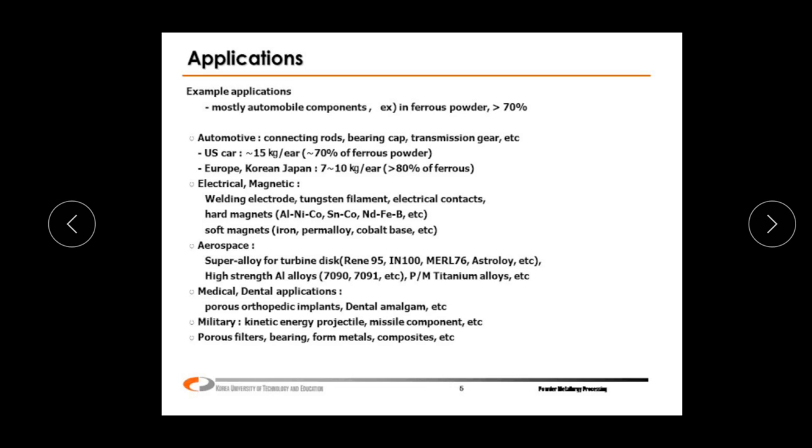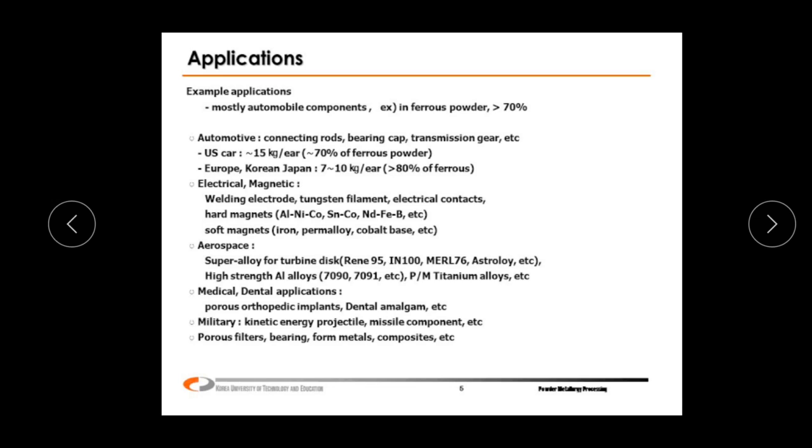Some electrical and magnetic equipment, and welding electrodes, tungsten filaments, electrical contacts, and some hard magnets and soft magnets. Hard magnets such as aluminum, nickel, and cobalt alloy, tin and cobalt alloy, and niobium, iron, and boron alloy are the hard magnets, and soft magnets such as iron alloys and cobalt-based alloys.